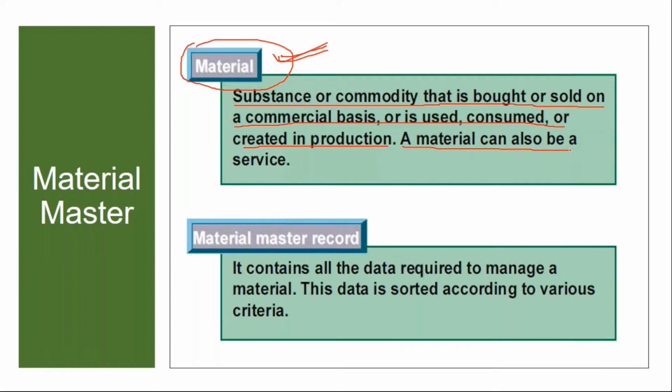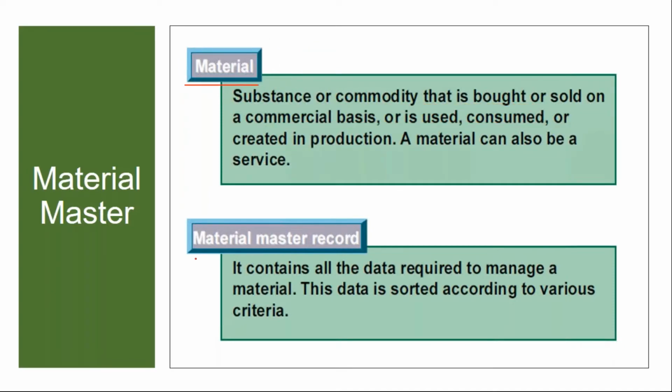A material can also be a service. Even a service activity is treated as a material. Even stationery, pen, pencil, paper, computer, laptop, everything is created as a material in the system. They are called materials. Even machine spare parts are also called materials.